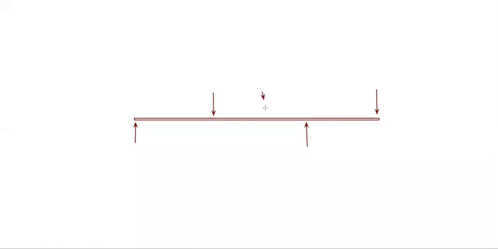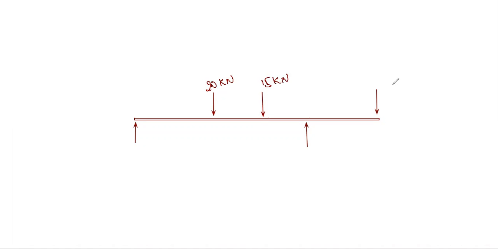So in the previous class, we have seen an overhanging beam which is subjected to point loads. Here it is an overhanging beam, and we had point loads which are acting on this beam. The intensity of load is given as 20 kilonewton over here. The point load which is acting is 15 kilonewton at this point.